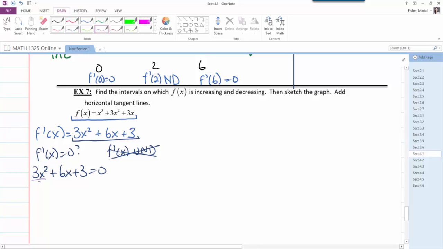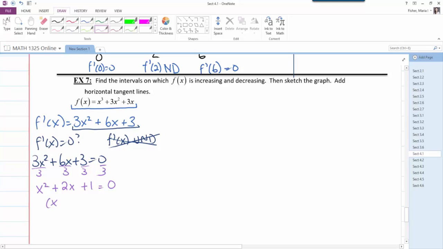So 3x squared plus 6x plus 3 equals 0. And then I might notice that every single one of these terms is divisible by 3, so I'm going to divide out my 3 before I factor. So I end up with x squared plus 2x plus 1 equals 0. Well, I know that this factors as (x plus 1) times (x plus 1). And since these are the same, I only need to set it equal to 0 once, and I end up with x equal to negative 1.